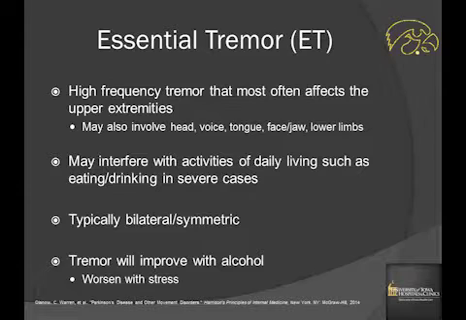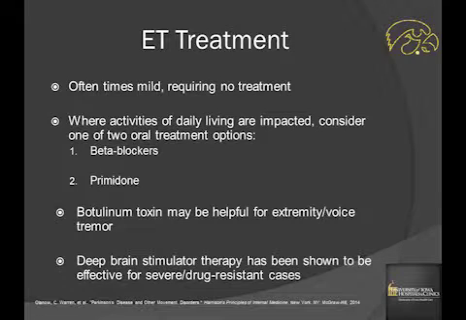So if the patient is emotionally or physically stressed, the essential tremor can actually get worse. Now, as I mentioned, oftentimes an essential tremor is mild and actually requires no treatment. But when those activities of daily living are impacted, you can consider one of two treatment options. So we can consider using beta blockers or primidone.